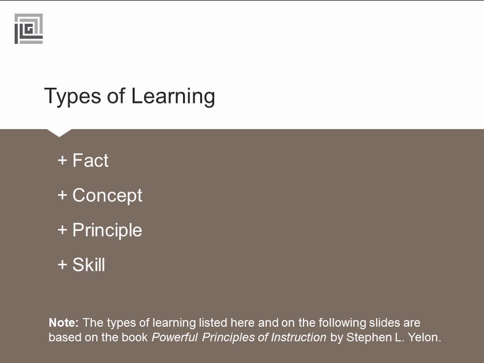And the taxonomy here looks at types of learning. So you see the 4 types of learning on the screen: fact, concept, principle, and skill. And the idea here is if you can determine what type of learning you're trying to teach, then you can choose the practice interaction to match that.